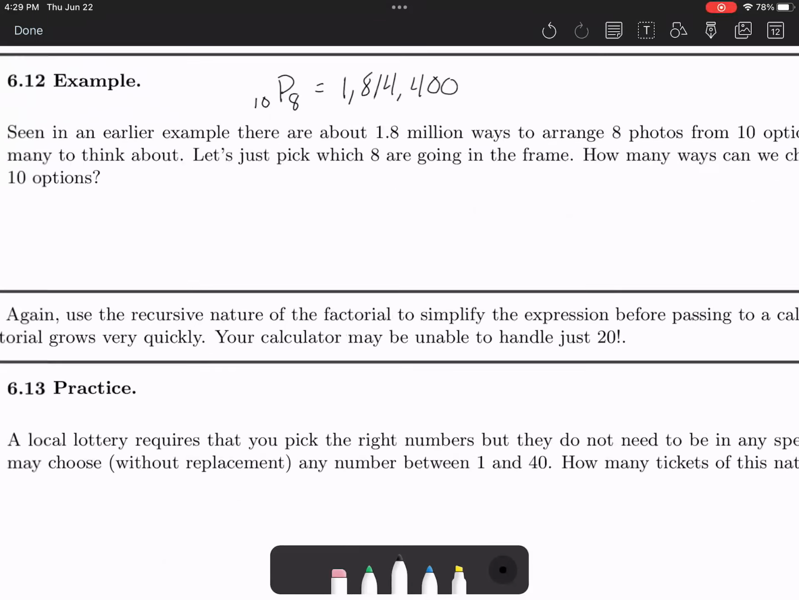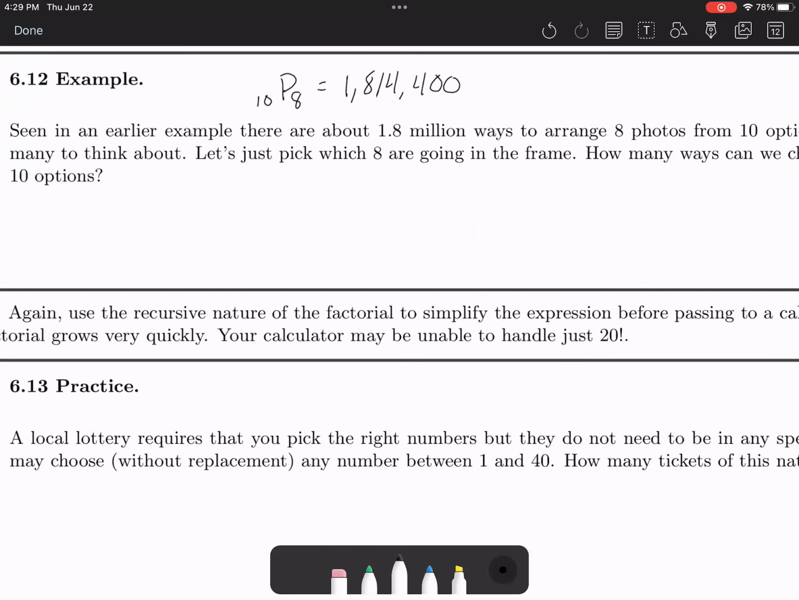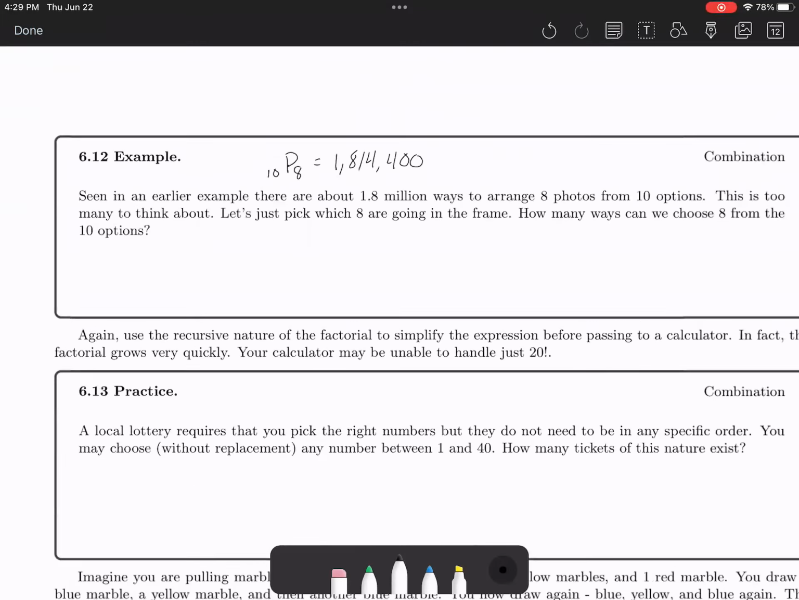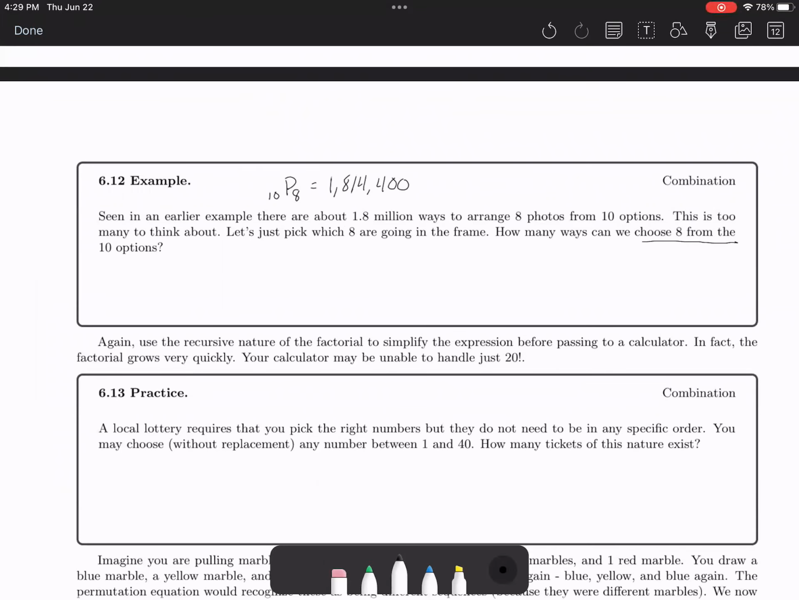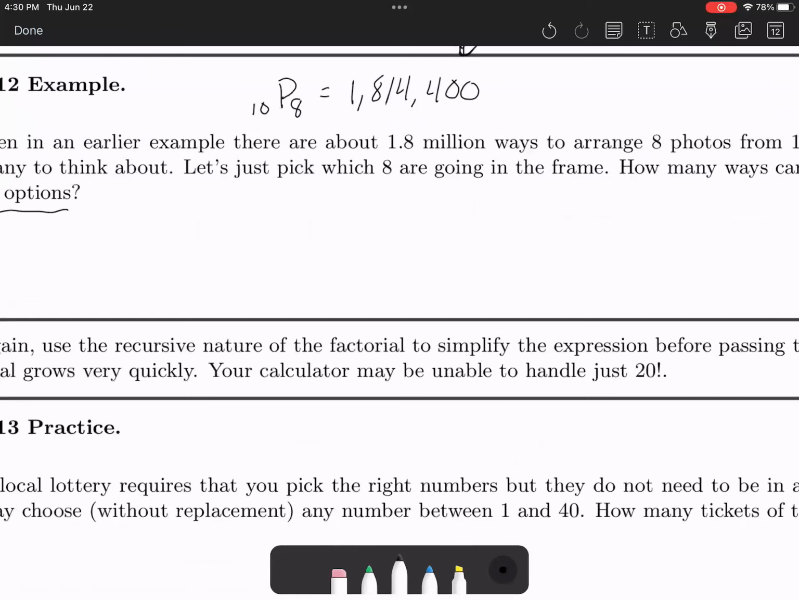So let's simplify our question. What if we're just choosing the 8 from the 10 and we don't care about the arrangement, right? There's too many arrangements to think about. So let's just first figure out which 8 are going to go inside the picture frame. So let's just choose 8 from 10.